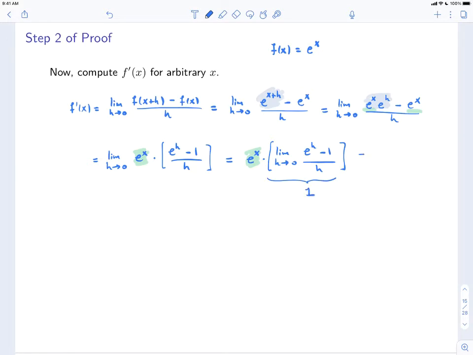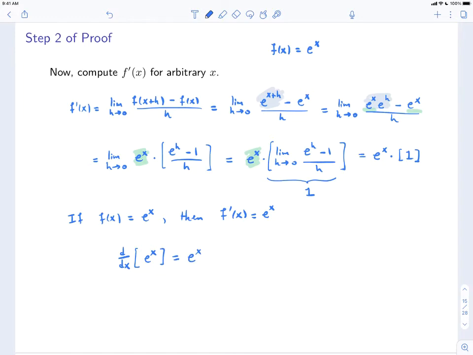So we have that this is equal to e to the x times 1, which of course is just e to the x. So if f of x is equal to e to the x, then f prime of x is equal to e to the x, the same thing, which we can also write as the derivative with respect to x of e to the x equals e to the x. And that's our exponential rule.